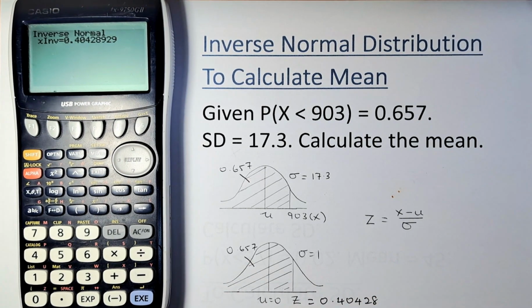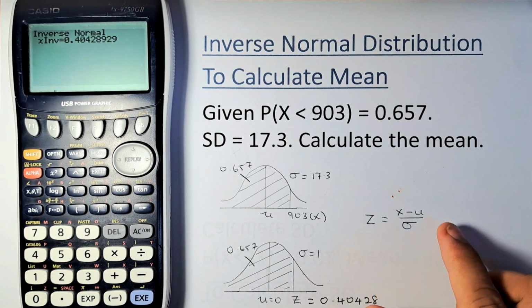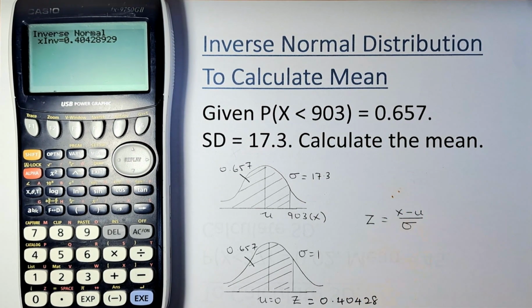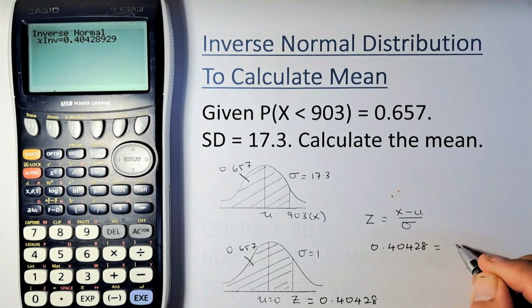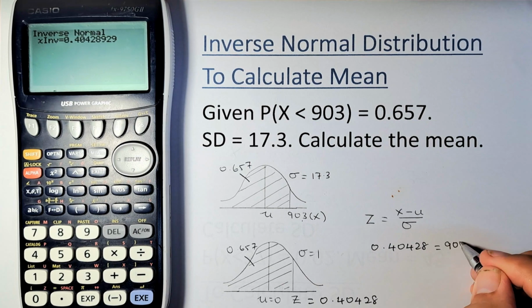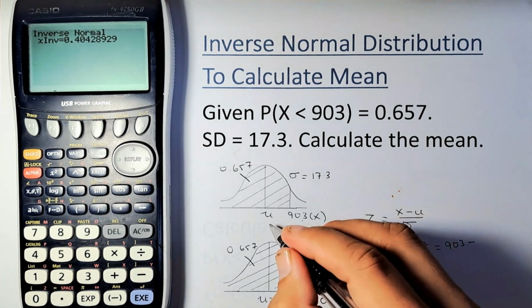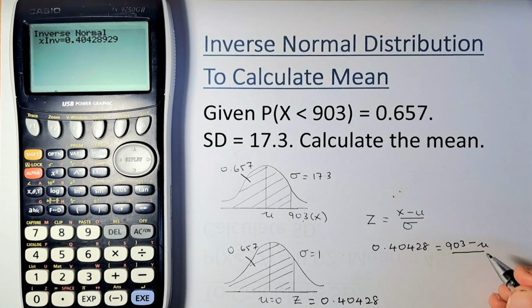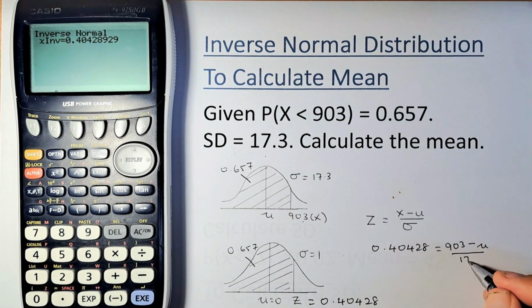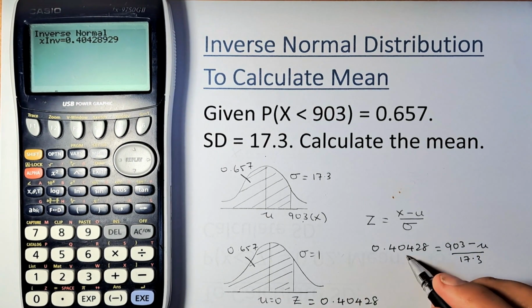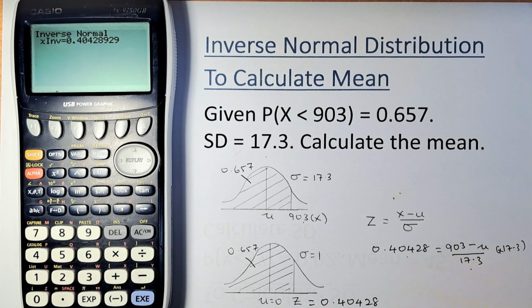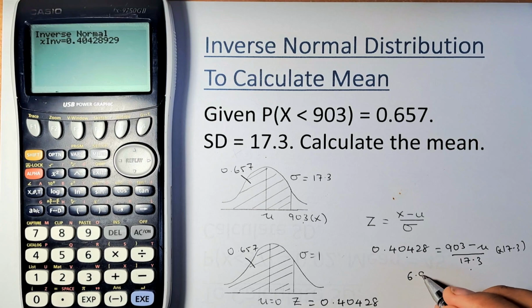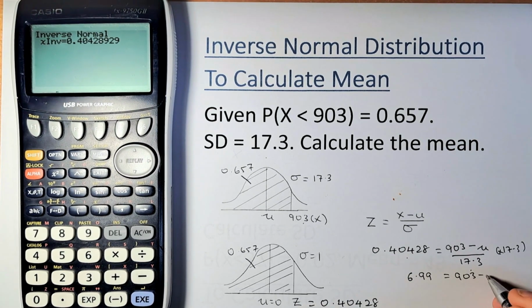Once we found that z equals 0.40428, we are going to use this z and substitute it into this to calculate the mean. The mean is nu. So z is now replaced by 0.40428, which equals x, the number 903, minus the mean. The mean is what we want to find. We do not know the mean, so nu, and the sigma is 17.3. Now you multiply this number with that number, because you multiply by 17.3 on both sides. That answer comes to 6.99, which equals 903 minus nu.